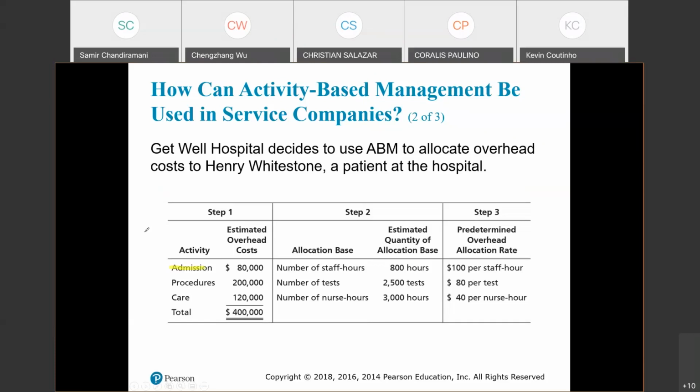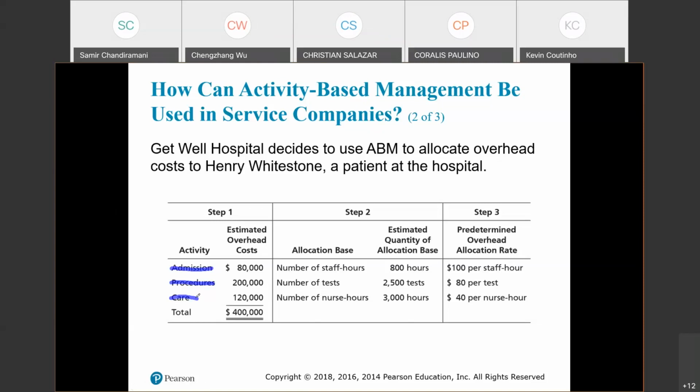Let me change another color. Let's use blue. Okay. These 3 activities are admission, procedures, and care. The hospital has computed the predetermined overhead allocation rates as printed on the slide.